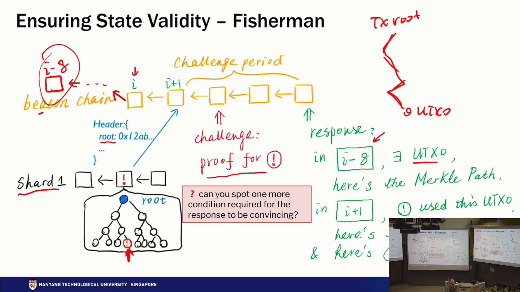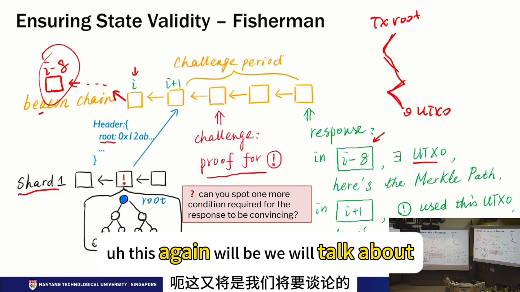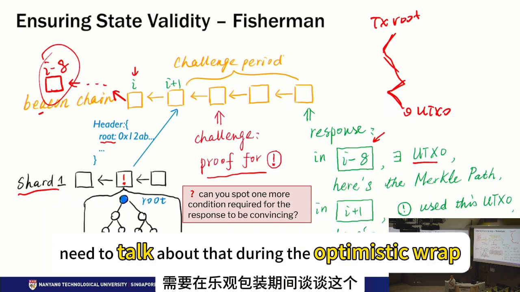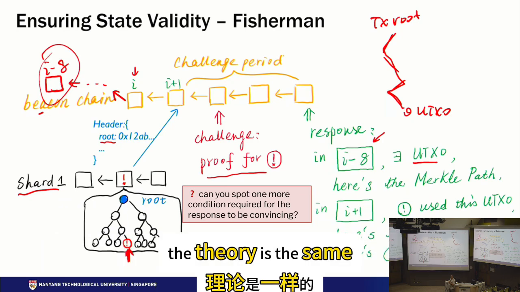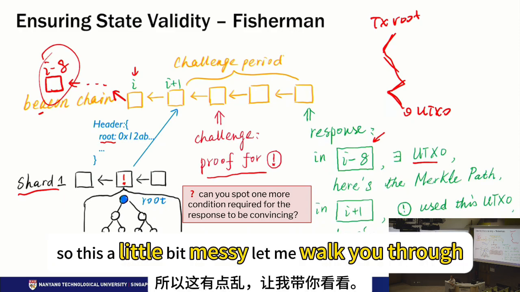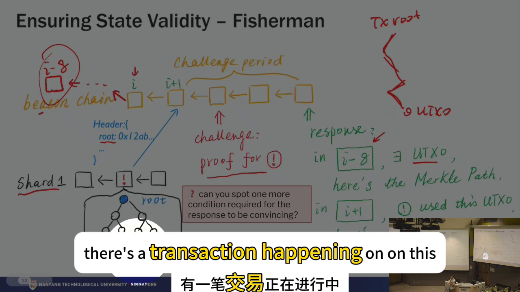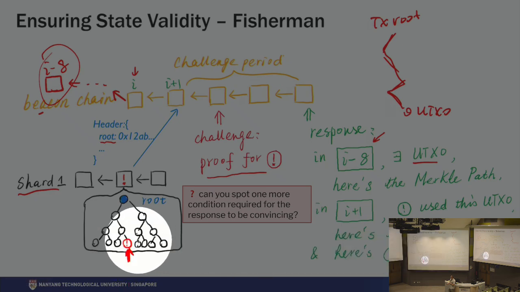Yep. So I go through a little bit more detail on the fisherman side, because again we'll talk about it once we finish this session. I won't need to talk about that during the optimistic rollup. The theory is the same. So this is a little bit messy. Let me walk you through. Imagine you have shard 1, and now there's a transaction happening on this state.